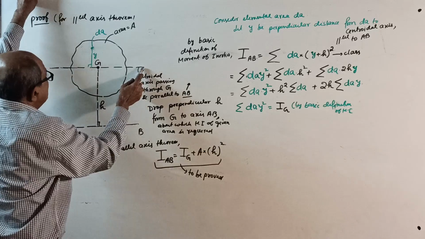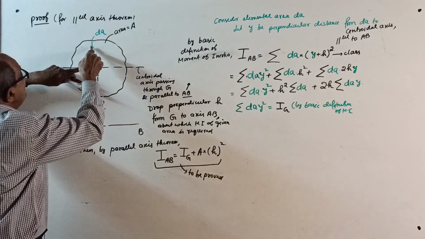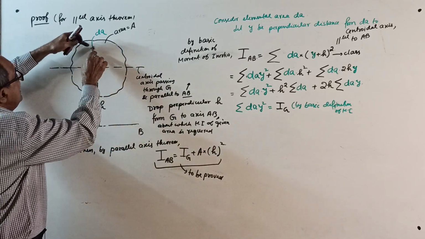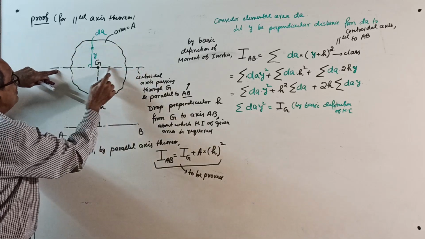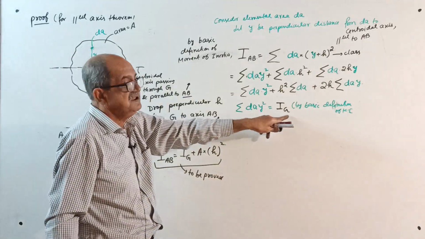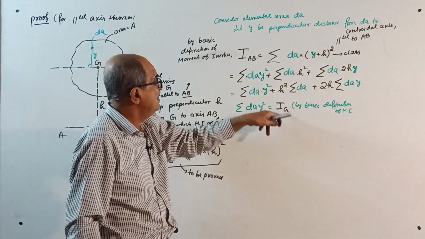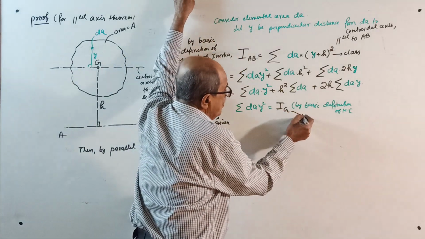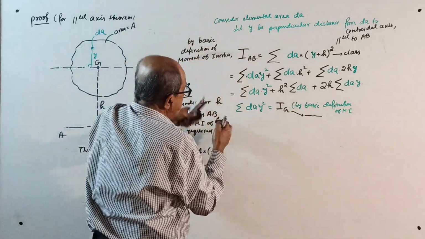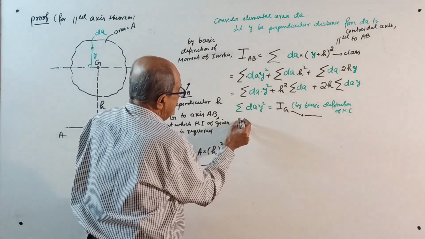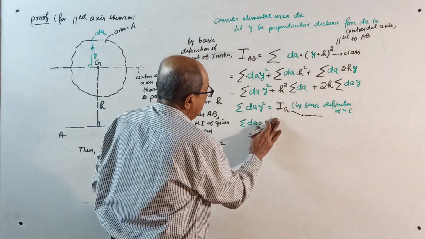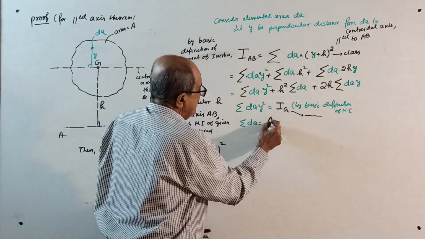If you want moment of inertia about the centroidal axis, it is sigma dA into y square. About AB, it is dA into y plus h whole square. But when you want about the centroidal axis, it is area into y square, sigma, Ig. Ig means moment of inertia about the centroidal axis parallel to AB. Then sigma dA is nothing but, everybody knows, total area A. Very easy to understand, summation of only area.